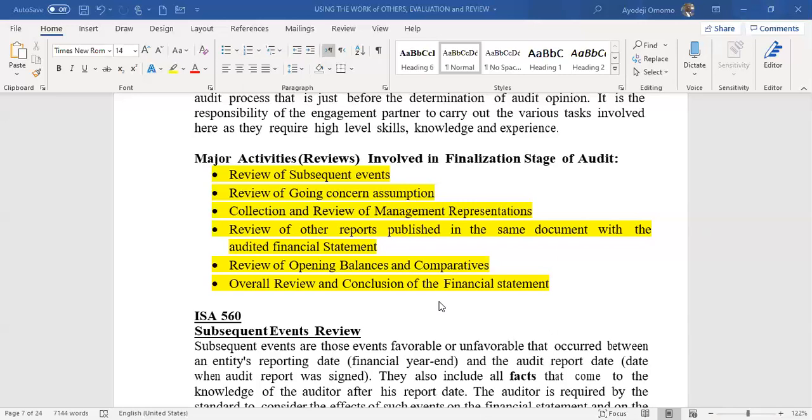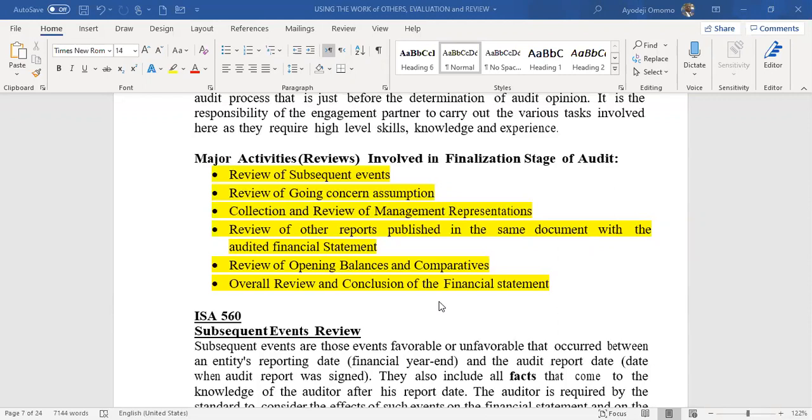Then you have to check opening balances and comparatives. Were the balances from last year properly carried over to this year? Hope there were no errors when they were carrying the balance brought forward, as Grace said. Hope there was no problem when they moved it to the opening balances.